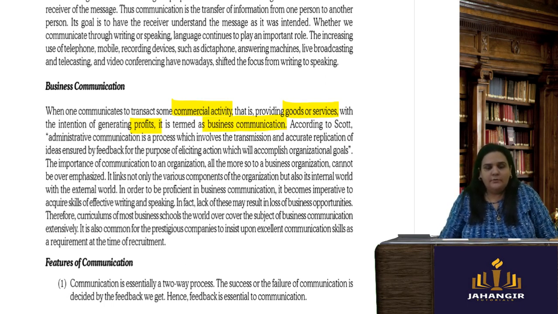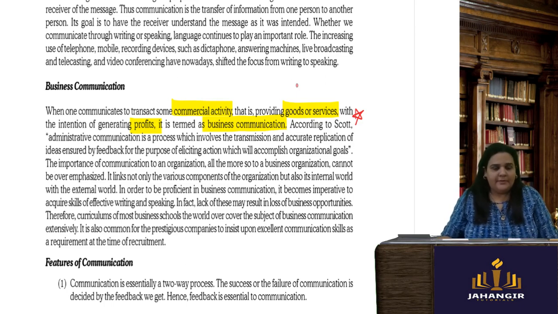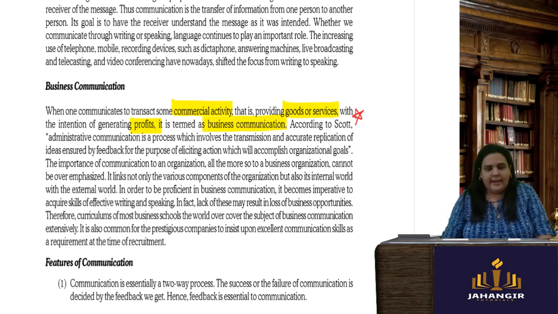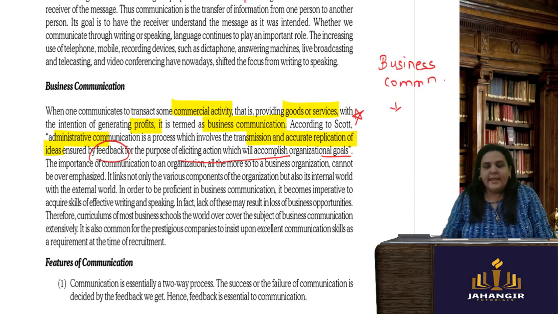According to Scott, this is important. Please mark the importance along with me so that you know what to read wisely. Administrative communication is a process which involves the transmission and accurate replication of ideas, ensured by feedback, for the purpose of eliciting action which will accomplish the goals. For business communication, important is exchange of ideas.